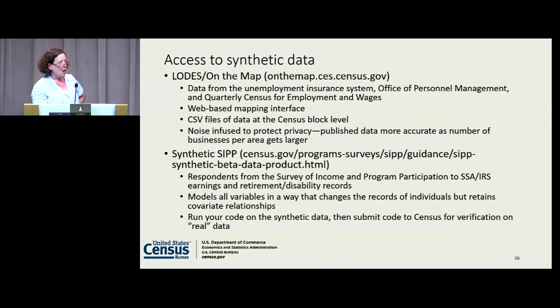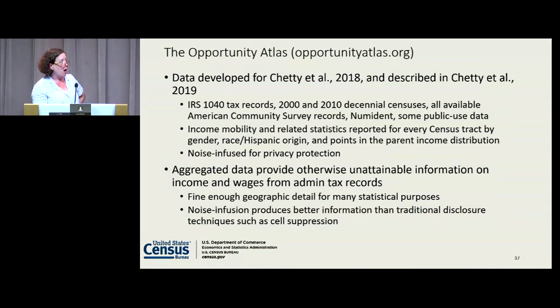So the next data set that I can talk about, which I mentioned briefly before, is the Opportunity Atlas, which was developed for the paper that we wrote, and the second paper that came after it that was specifically about the Atlas. And so this is IRS 1040 tax records, the 2 most recent decennials, and then all available American Community Survey data, Numident, some public use files. And we report on the income, mobility, and related statistics, like I mentioned before, similar to what are in the paper, but we actually put them out in a data set that can be downloaded. And this is a data set that shows the income, mobility, and related statistics reported for every census tract.